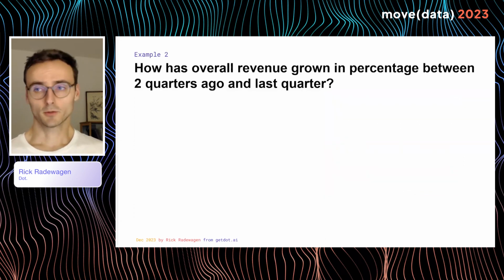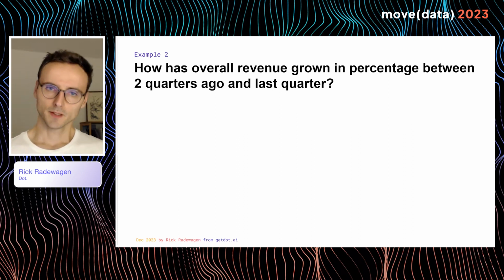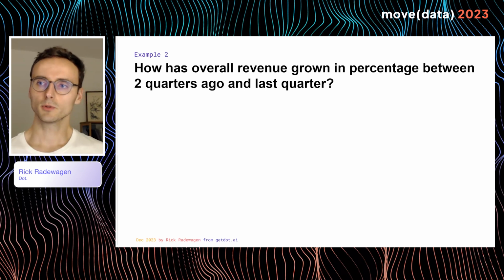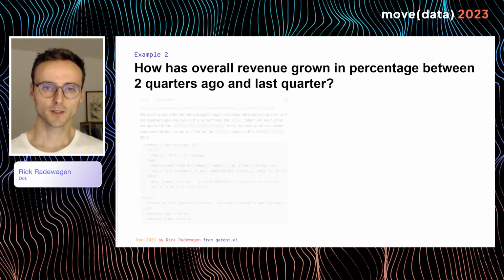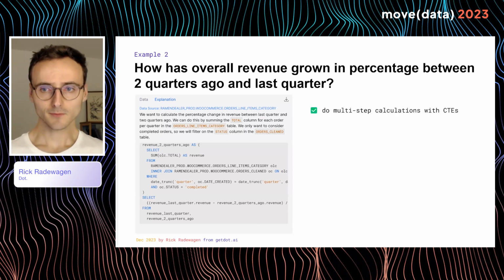In the second example, I want to show you something where we need to compose a more complex SQL statement, which means that we are not able to answer this question with a single select clause, but we need multiple. So how has overall revenue grown in percentage between 2 quarters ago and last quarter? To answer that, if you have a chance to pause the session, even try to think about it. What are the things that are required? It's actually not so straightforward. It would be pretty hard for a practitioner to just write that in one go, but fair enough. These large frontier models are pretty capable of doing so.